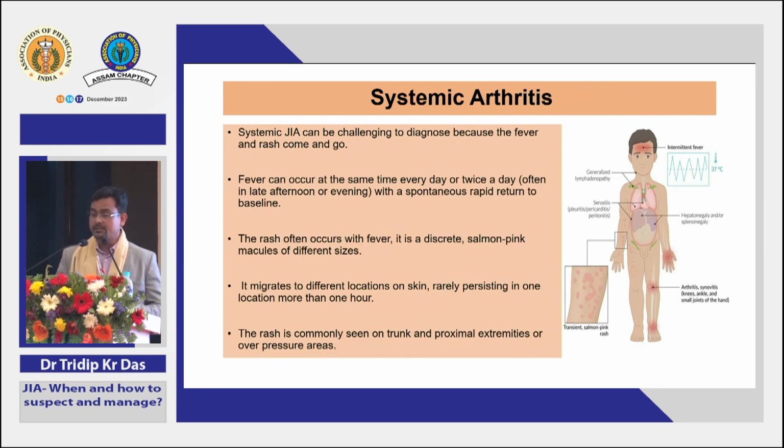The diagnosis of systemic JIA can be quite challenging because both the fever as well as the rashes are transient. They come and go. The fever may be as high as 39 degrees Celsius, and sometimes it comes down to around 37 degrees Celsius. Similarly, the rashes, which are present over the extremities as well as the trunk and are pink macular rashes, are also transient. They come and go. So sometimes it can be quite challenging.